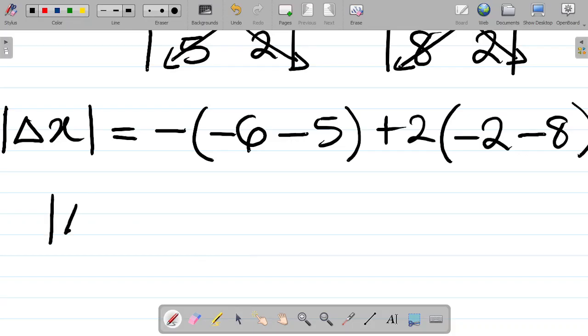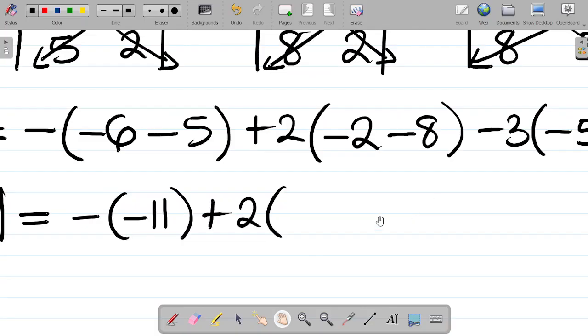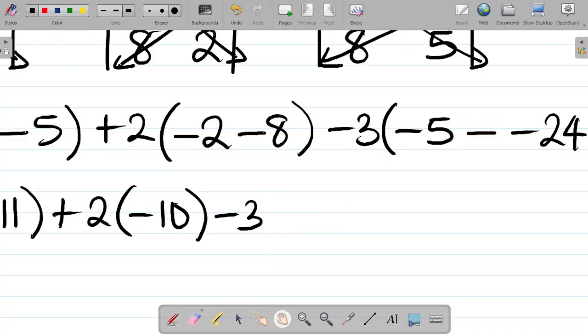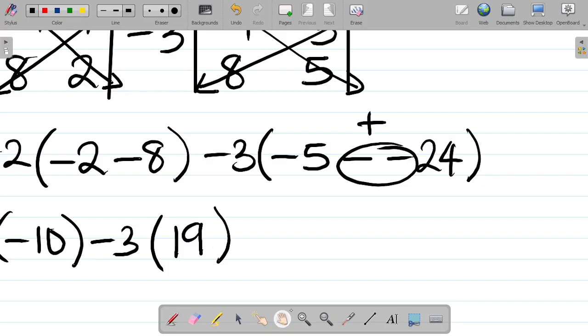So I have that determinant of lambda x is equal to minus 6 minus 5 is minus 11. Okay, plus 2 into minus 2 minus 8 is minus 10. Minus 3 into, next thing I have here is minus 5. Minus 24 gives you plus 24. So minus 5 plus 24, that gives you 19, or plus 19. All right, so I have this.